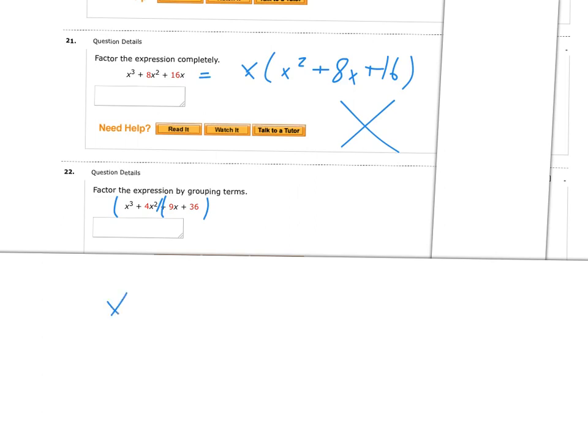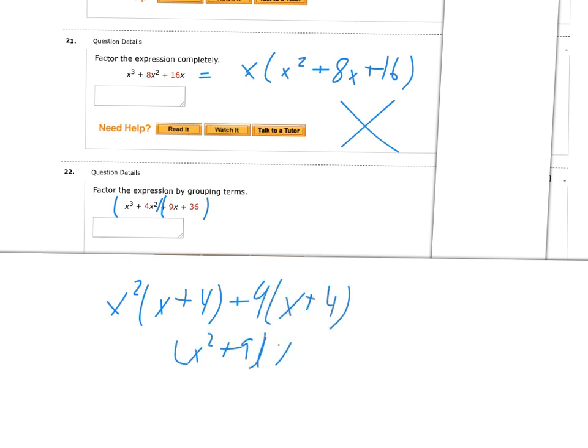The first group we can take out x squared, leaving you with x plus 4. The second group you can take out a positive 9, leaving you with x plus 4 as well. So we got x squared plus 9 and x plus 4.